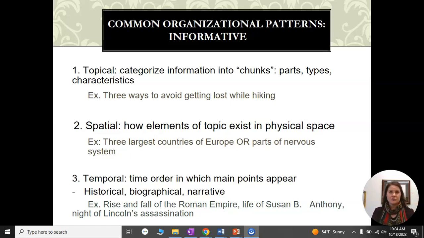Second is spatial organization, how elements of a topic exist in physical space. So today I want to inform you about the major parts of the nervous system. We'll start in the brain, the center where everything happens. Then we'll move through the body to the nerves and how your nerves play into your nervous system. And finally, we'll come back to the amygdala, or the regulation center at the base of your brain that helps do X, Y, and Z. So you could literally show us different parts of the body on a diagram, all right?